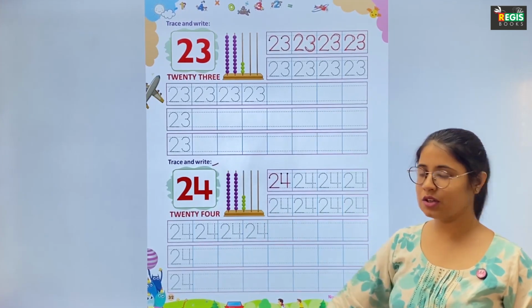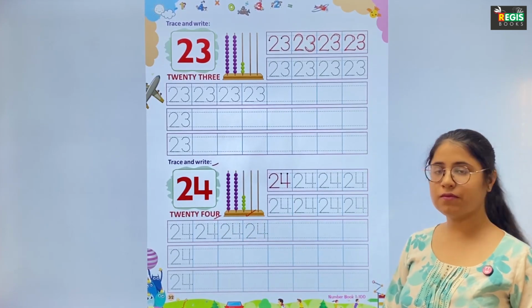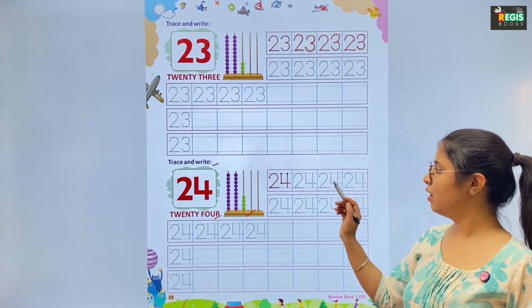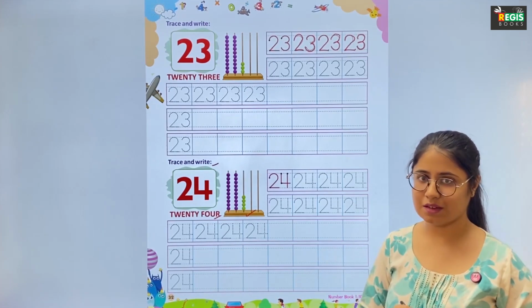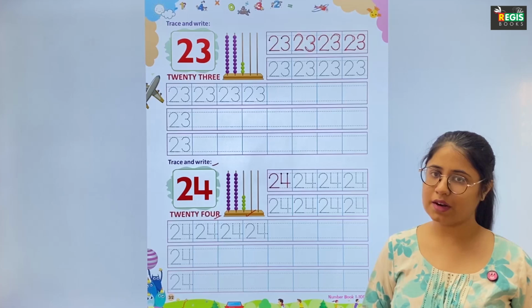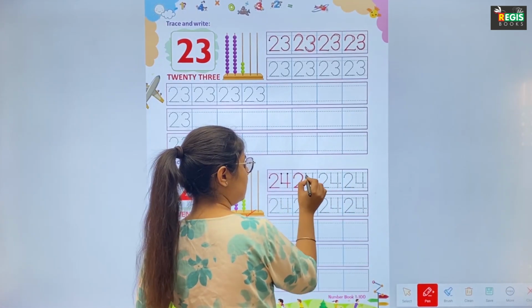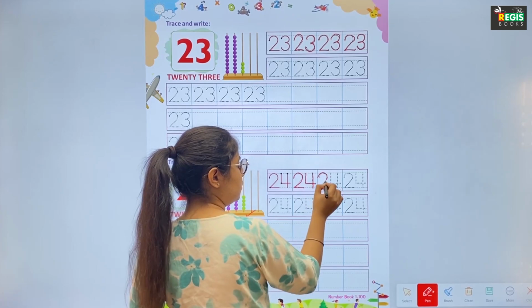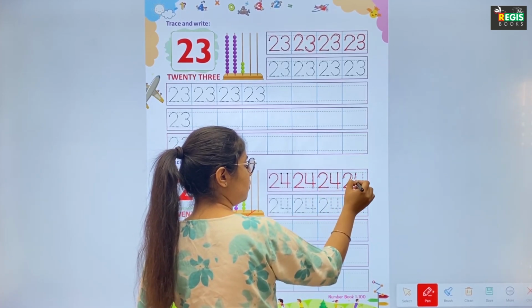Trace and write. 2, 4, 24. These are 24 dots. We write the number 24 by writing 2 and 4 together. So let's trace the number 24. First write 2, then 4. 2, 4, 24.